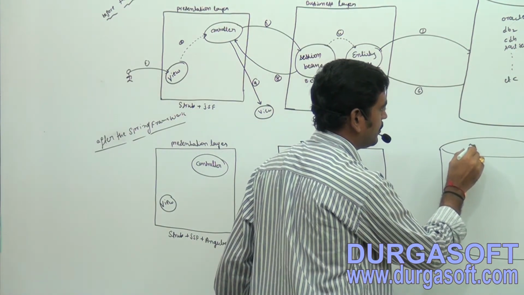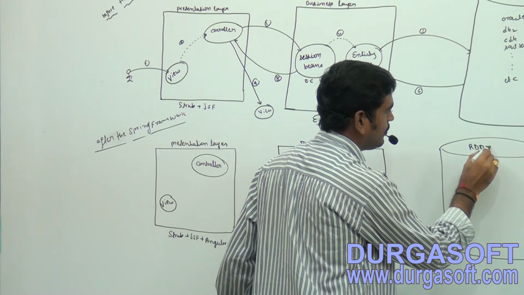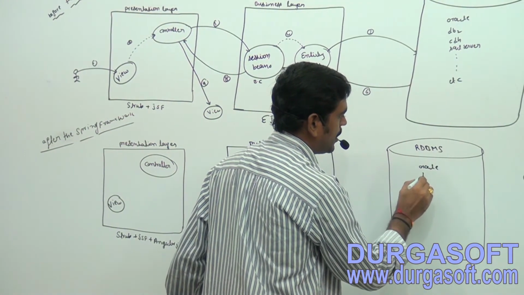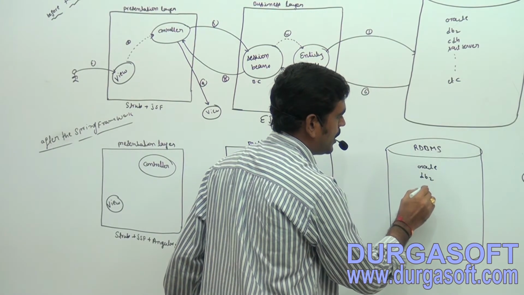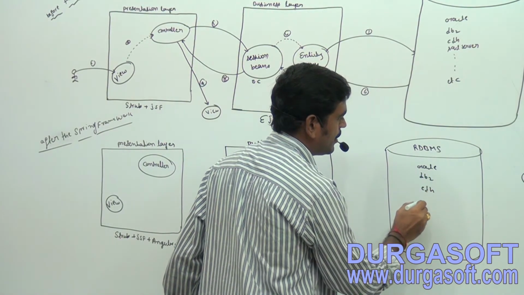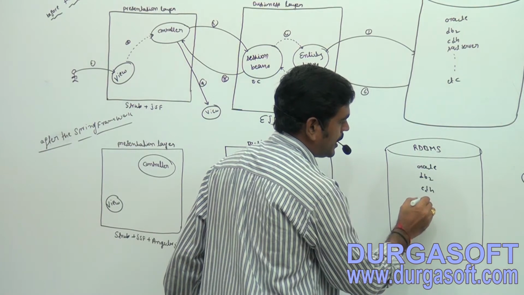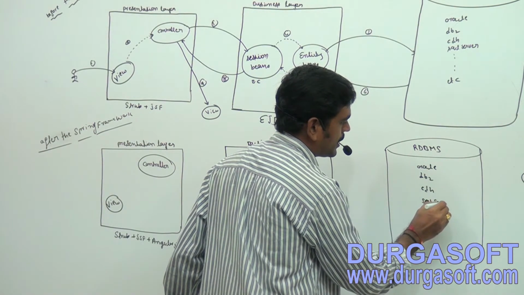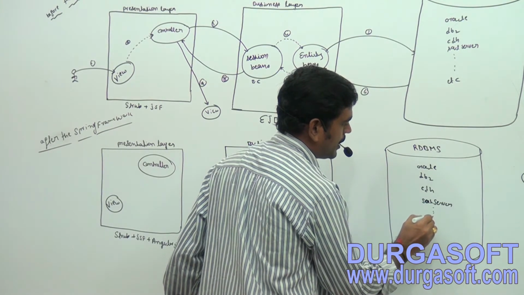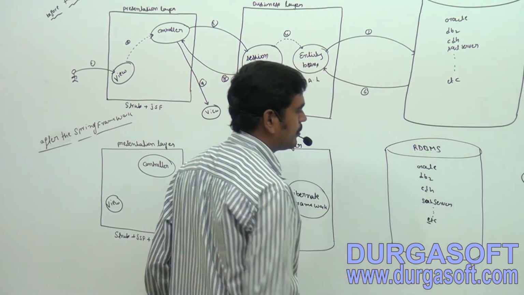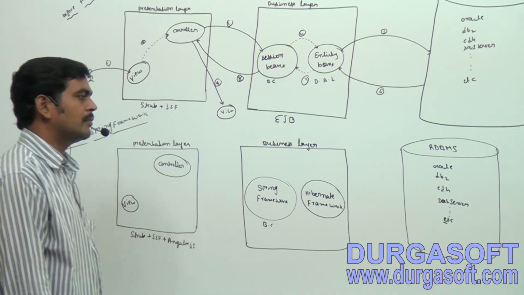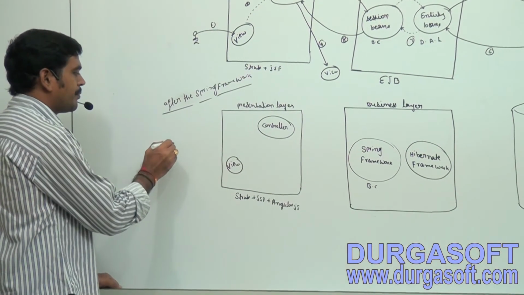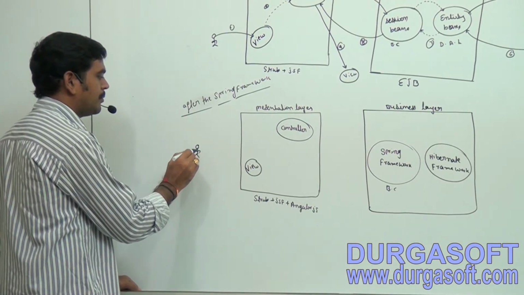Then finally, databases, RDBMS. Maybe Oracle database, or DB2, or SQL Server, etc. After the Spring Framework, this is the project architecture.